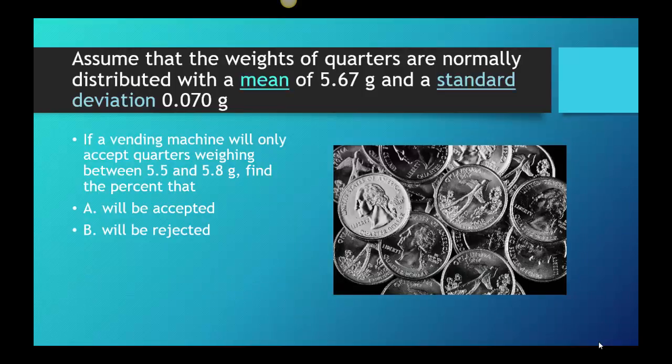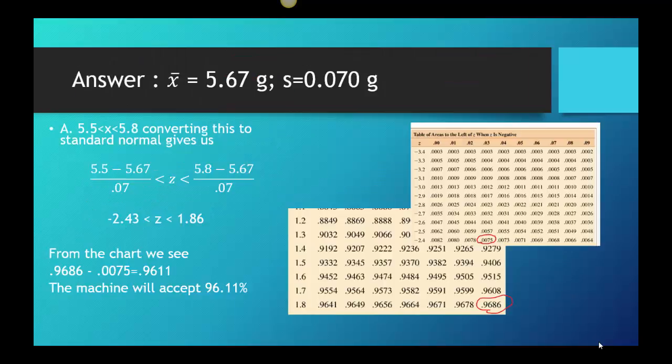So let's look at another example. Assume that the weight of quarters are normally distributed with a mean of 5.67 grams and a standard deviation of 0.07 grams. If a vending machine will only accept quarters weighing between 5.5 and 5.8 grams, what percent of the time, A, will it accept the coins, and B, will it reject the coins? So once again, I gave you 2 data points, so we'll do 2 conversions. I'll start with 5.5 minus the mean, 5.67, and then divided by 0.07. And then I'll take the 5.8 minus 5.67 and divide by 0.07. This changes to negative 2.43 and positive 1.86.